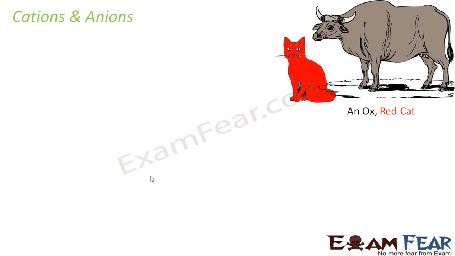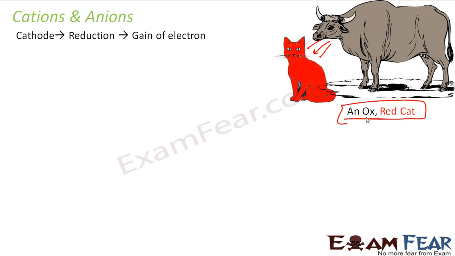We have learned cations and anions, and we are sometimes confused about what is cation and what is anion. So I have a memory tip for this. Imagine there is an ox and there is a red cat. The ox is trying to charge at the red cat, because an ox generally goes toward a red object, right? If you can remember an ox and a red cat, you will remember anion and cation.